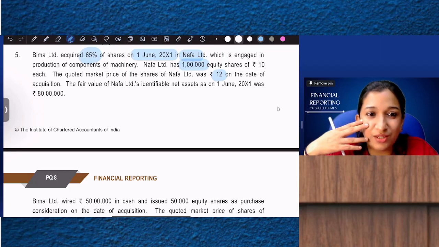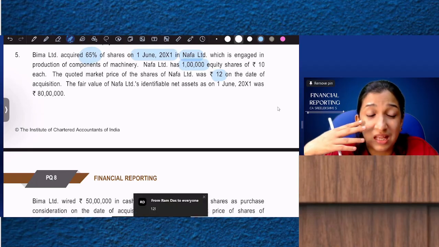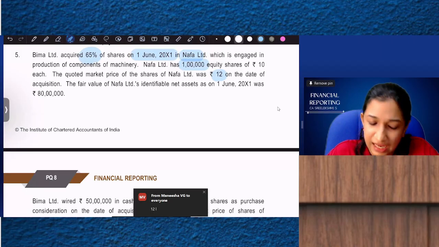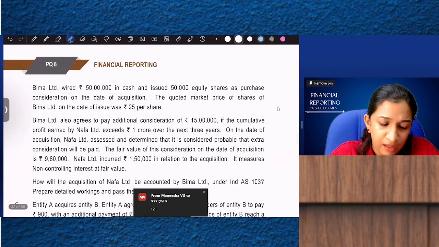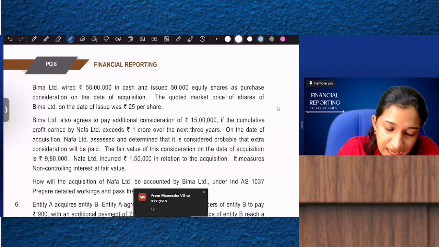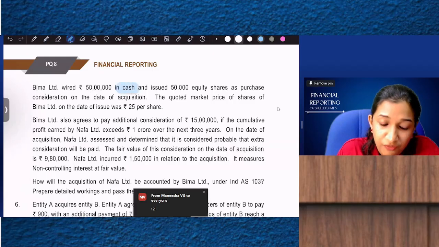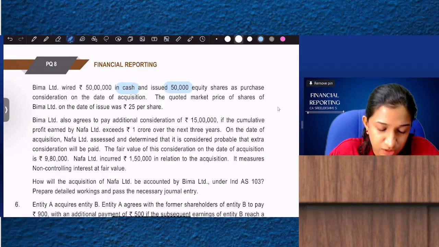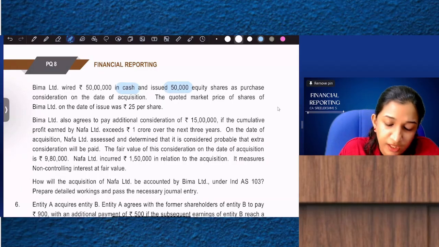12 lakhs. 1 lakh into 12 is their fair value of business. Fair value of NAFA's identifiable assets as on 1st June is 80 lakhs. Bima Limited wired 50 lakhs in cash and issued 50,000 equity shares as purchase consideration on the date of acquisition. The quoted market price of shares of Bima on the date of issue is 25.